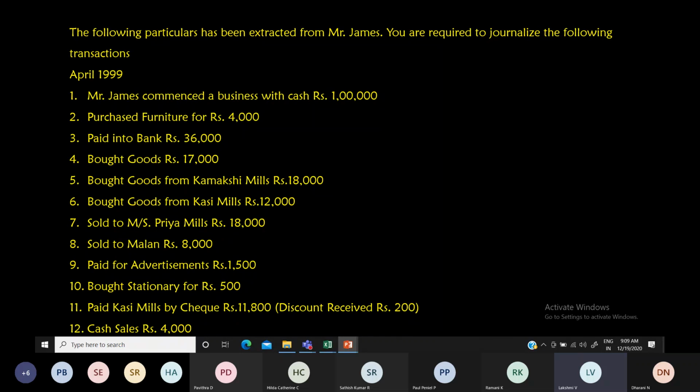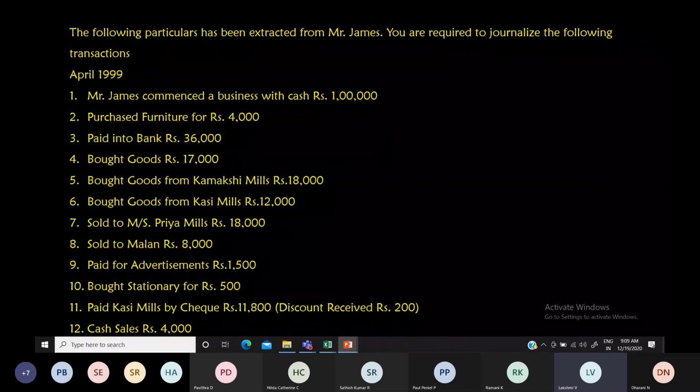Transactions, and you have to pass the journal entries for that. So for April 1999, the first transaction is Mr. James commenced a business with cash, rupees 1 lakh. So he has started his business with cash.